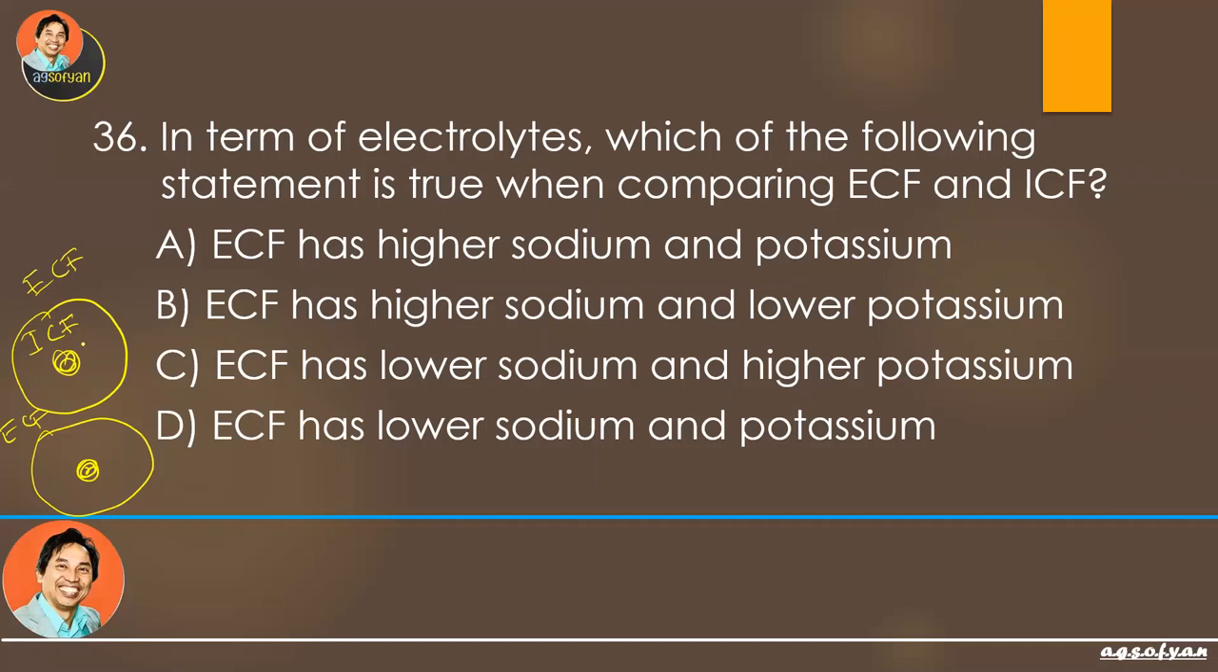Inside our cell, we have a lot of potassium. So potassium inside the cell is abundant. Outside the cell, in the ECF, we have a lot of sodium, also chloride. Calcium is a lot outside, but inside it's mostly potassium. Outside, sodium, chloride, and calcium will be in the ECF.